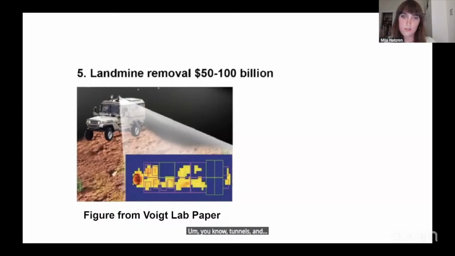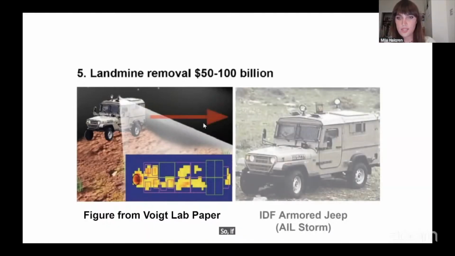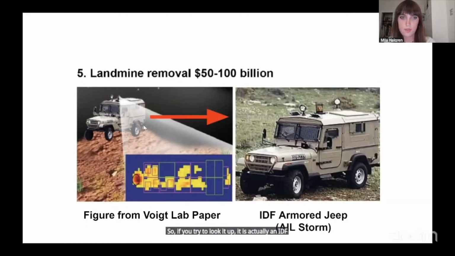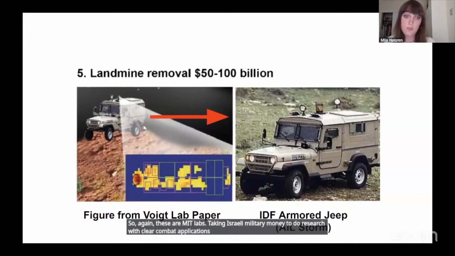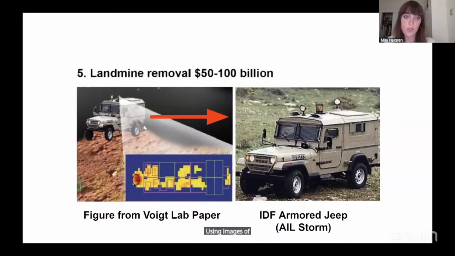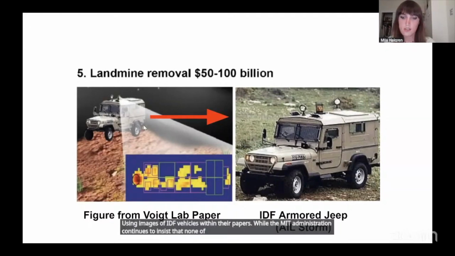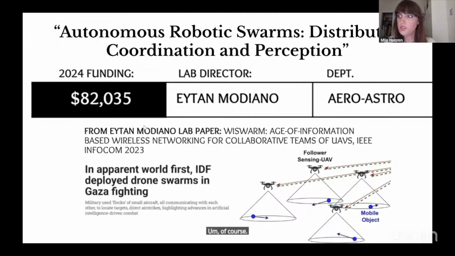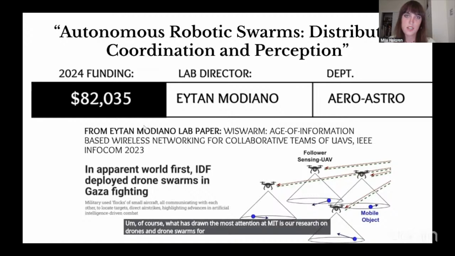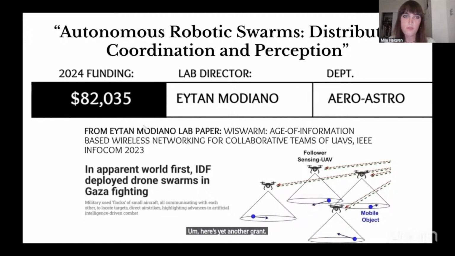And we thought the car looked familiar. So if you try to look it up, it is actually an IDF armored Jeep, an armored personnel carrier. So again, these are MIT labs taking Israeli military money to do research with clear combat applications, using images of IDF vehicles within their papers, while the MIT administration continues to insist that none of this research is actually designed for combat. Of course, what has drawn the most attention at MIT is our research on drones and drone swarms for the Israeli military. Here's yet another grant, Autonomous Robotic Swarms, Distributed Coordination and Perception. More concretely, what do these grants actually finance?